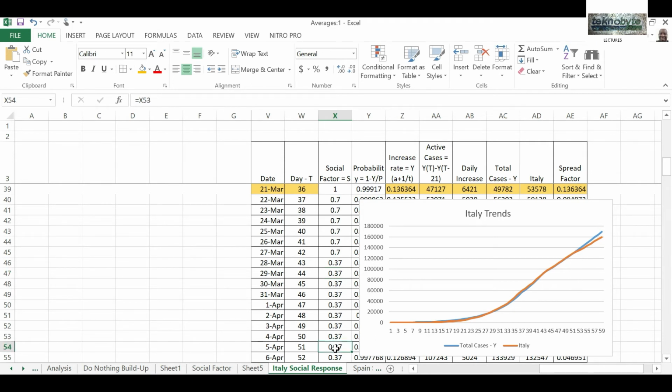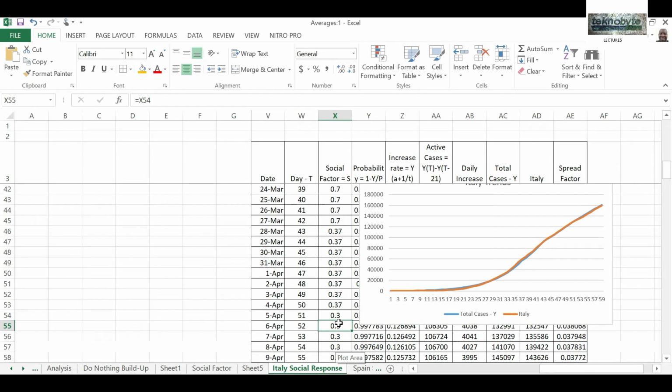So if you put the social factor to 0.3 on day number 51, then you can see that now we have tracked completely the number of cases. Why this is important is because we want to determine the social factor on day 59, and we will be able to tell whether the wave is actually going to die out or not, because we saw that if the social factor value is less than 0.453, then the wave is actually going to die out.